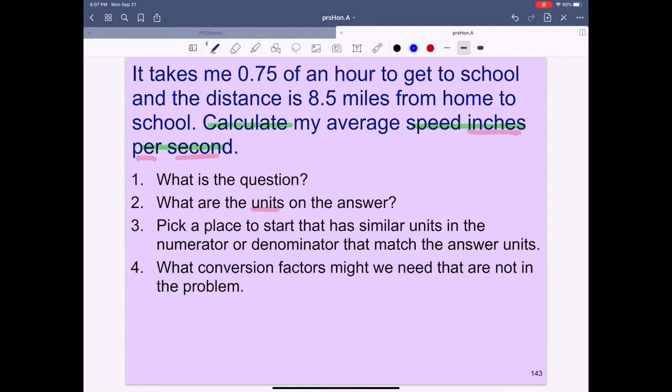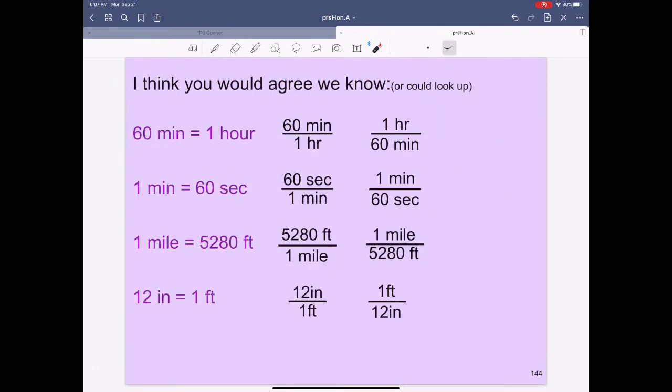That is to say, we are trying to find out some number of inches per every 1 second. So, as we think about a place to start this trip, we want to start with something that has similar units in the numerator or the denominator, meaning we want to start with some kind of length up top and/or some kind of time down below. And then we'll go after any conversion factors that you'd either be expected to know or we could Google to look up. Those might be something like this.